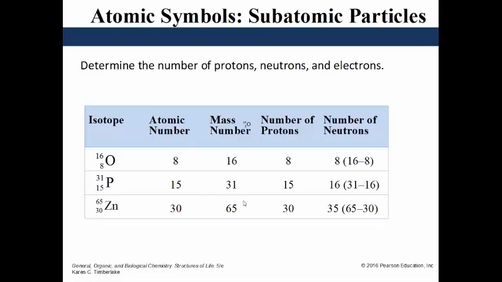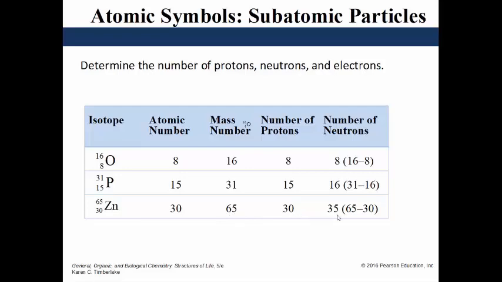Now, the atomic symbols can be used to determine subatomic particles. We've already talked about how to find two of the three subatomic particles, the protons and electrons. That's given by the atomic number. To find the number of neutrons, you subtract the atomic number from the mass number. Here are some examples. Let's go down here to zinc. The chemical symbol is Zn, zinc. The mass is 65, and the atomic number is 30. This number here, 30, represents protons and electrons. The mass is 65, so 65 minus 30 gives you 35 neutrons.